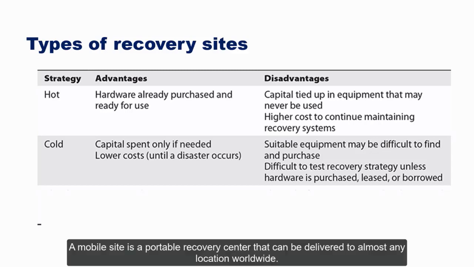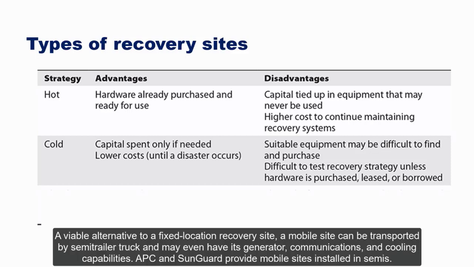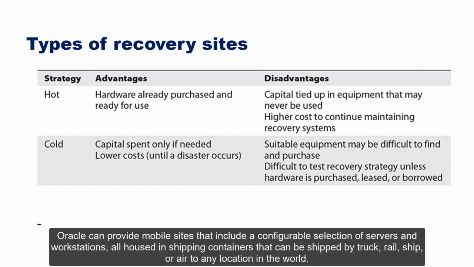Mobile site. A mobile site is a portable recovery center that can be delivered to almost any location worldwide. A viable alternative to a fixed location recovery site, a mobile site can be transported by semi-trailer truck and may even have its own generator, communications, and cooling capabilities. APC and SunGard provide mobile sites installed in semis. Oracle can provide mobile sites that include a configurable selection of servers and workstations, all housed in shipping containers that can be shipped by truck, rail, ship, or air to any location in the world.